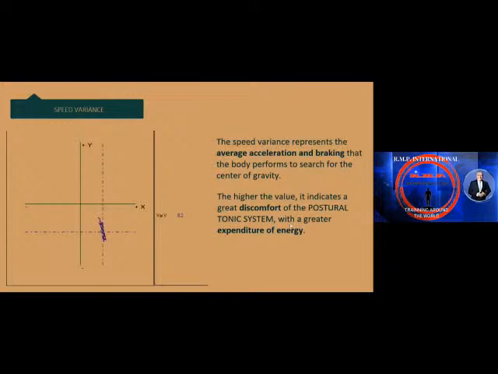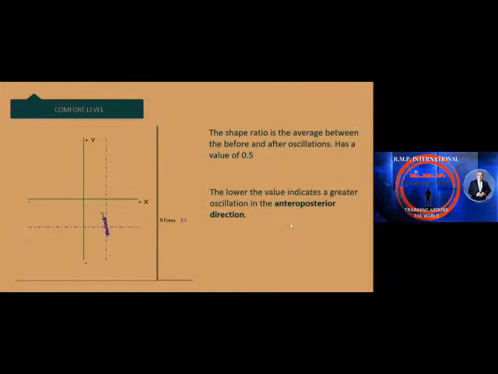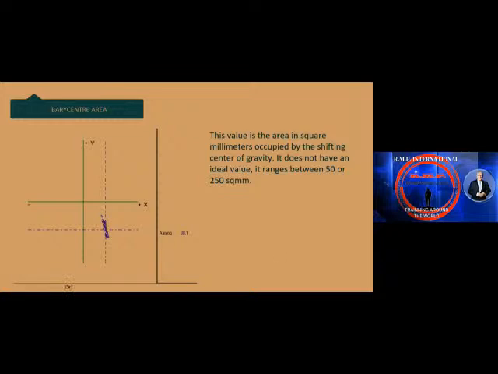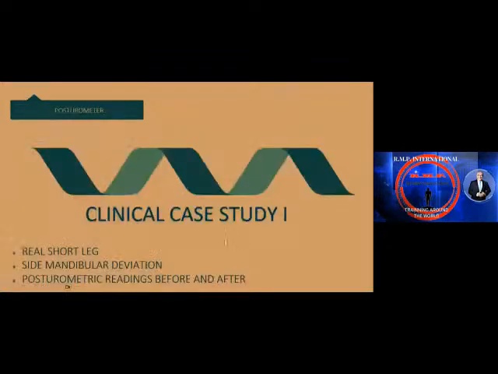I don't go further with this because it's very difficult to explain posturometry in half an hour. Okay, this is the comfort value. This is the oscillation, forward and back. And this is a very important value. This is muscle tone. We can identify here if the muscle is hyperactive or hypoactive. Imagine in rehabilitation, how important that is. And let's see a clinical case.